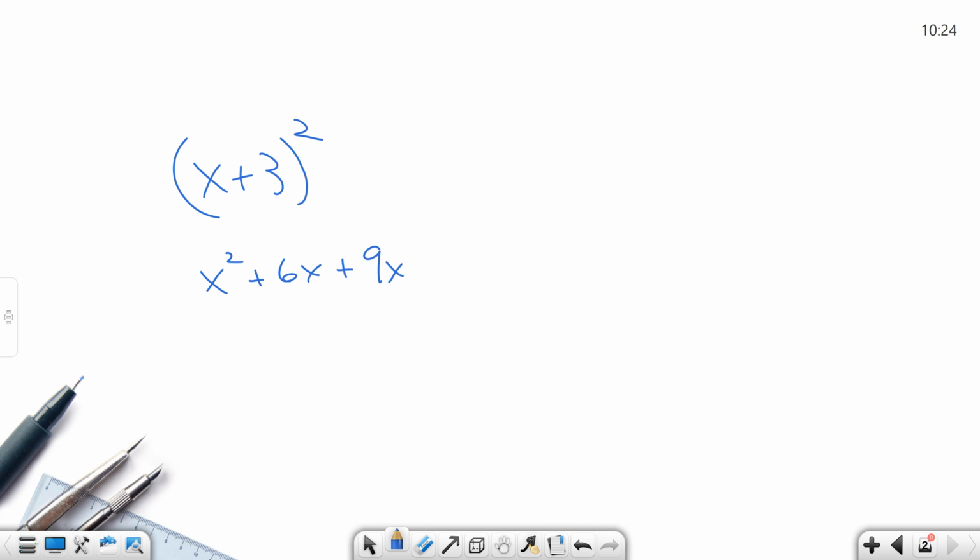It does not equal x squared plus 9. Whoops, I did it wrong. I don't know where that other x came from. I got a little excited. Sorry. It does not equal x squared plus 9. You can do that however you want.